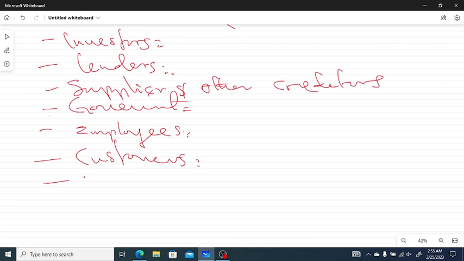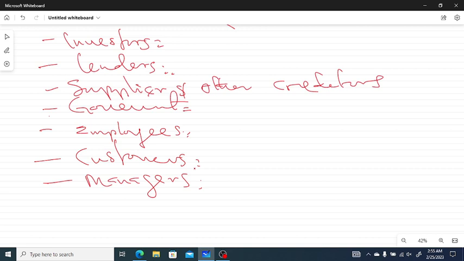Then the next one we have is managers. Managers are not included in the list of users by the IASB, the International Accounting Standards Board framework, because management should have access to all the financial information they need, and in much more detail than the financial statement provides. However, management is responsible for producing the financial statement and might be interested in the information it contains.